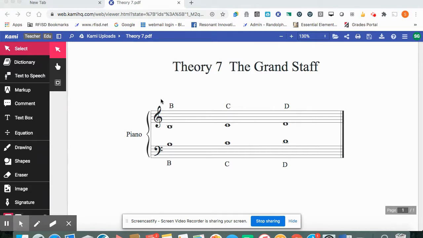So this is our grand staff, treble and bass clef together in the same set of staves. We're all connected with the bar lines. And the piano is the perfect representation of the grand staff.